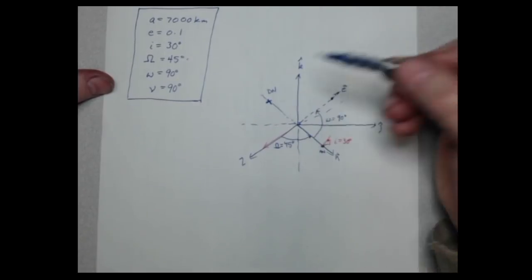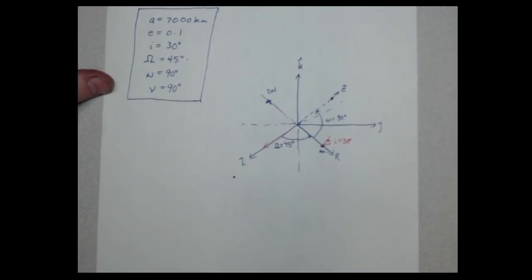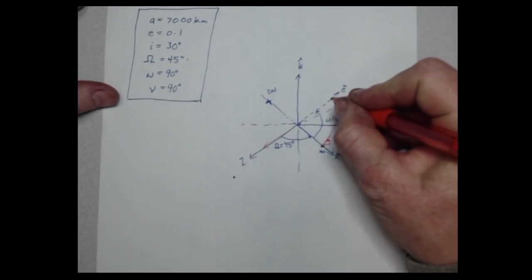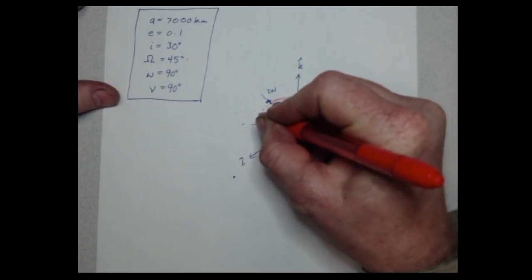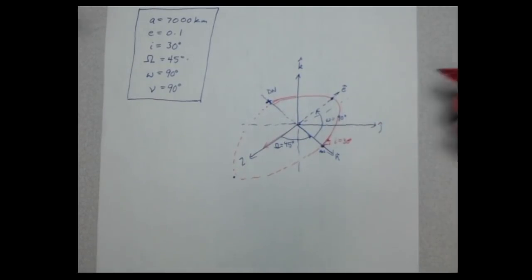Here's where our ascending and descending node have to be. And so that means that apogee is going to be down below. I'm going to sketch this in red just so it looks a little bit more distinct. It looks something like that, and it's going to go through here, go down below, and come back up here. Granted, it's not perfect, but you kind of get the idea.